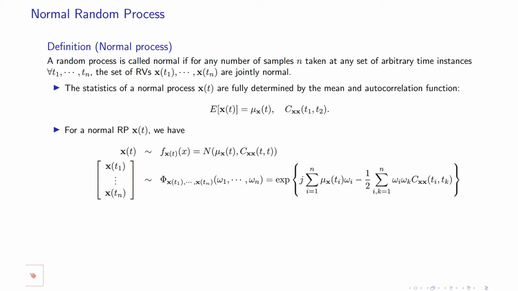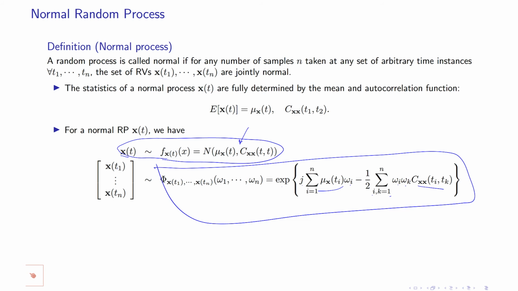So the distribution of one of the samples can be written like that, but if you take n samples, you can write it in terms of the characteristic function, which, for a normal distribution, is the exponential of j times the sum of omega i times the means, minus one half of the double sum of omega i omega k times the covariance. So this is the distribution in the characteristic domain. In the PDF domain, you can take the Fourier inverse of that. That's going to be a bit more complicated, so it's much easier to manipulate in the characteristic domain.